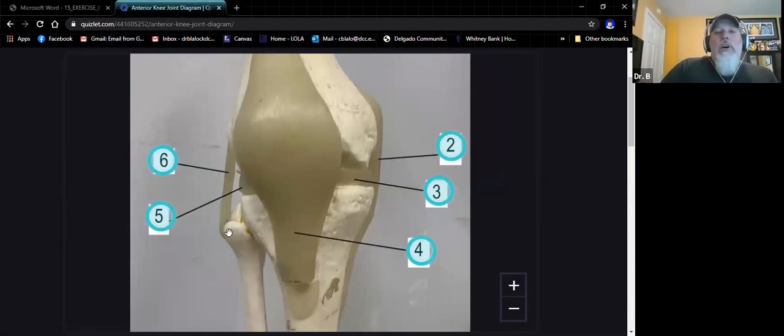So we have 2 primary ligaments. One is going to connect the femur to the fibula. The other is going to connect the femur to the tibia. This is on the medial side. This is on the lateral side. Number 6 right here is your lateral collateral ligament, and number 2 right here is your medial collateral ligament.